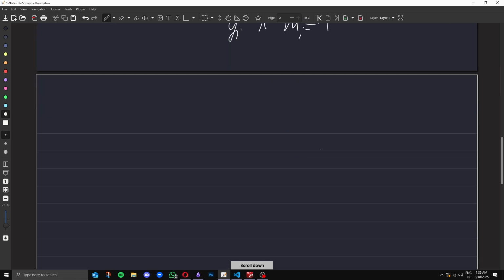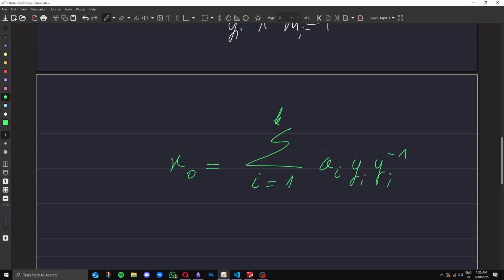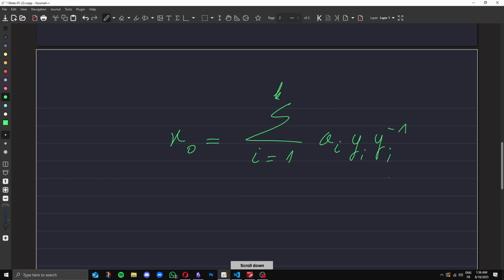So now we're going to define our solution. Let's call it x0. It's going to be equal to the sum from i equal to 1 to k of ai times yi to the power of minus 1. It's not really a power. Again, yi is the sequence we defined, and yi to the minus 1 is the corresponding modular inverse.